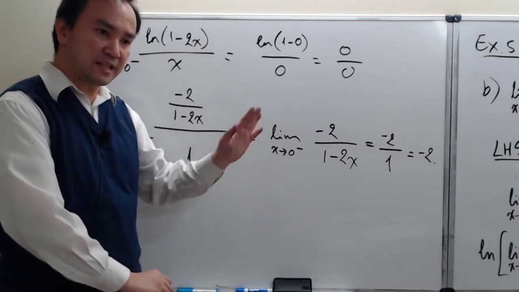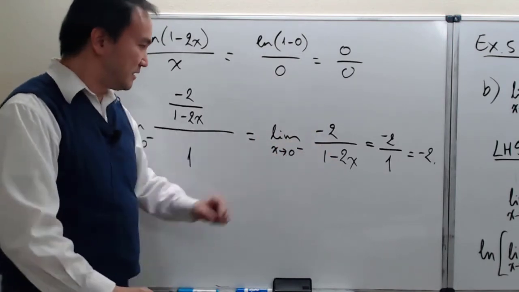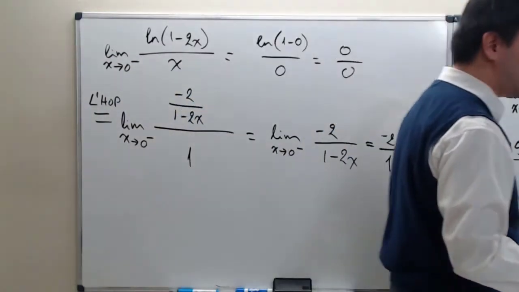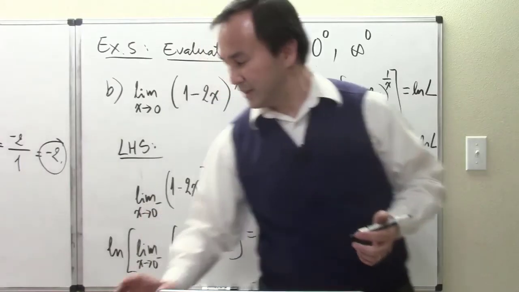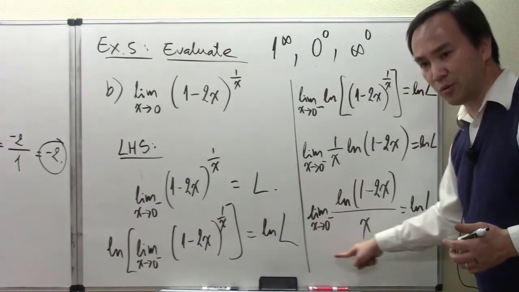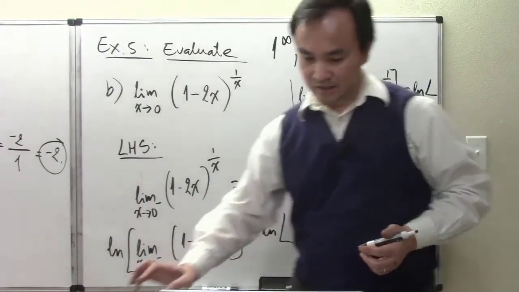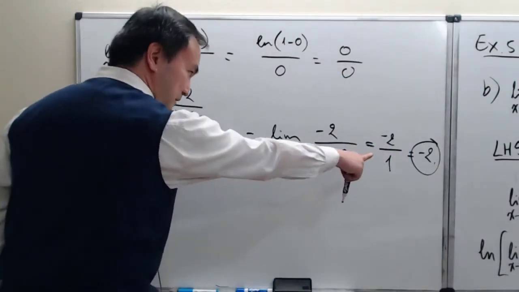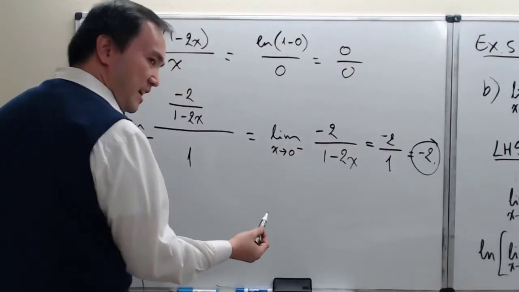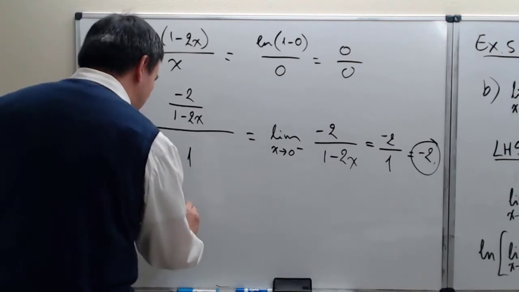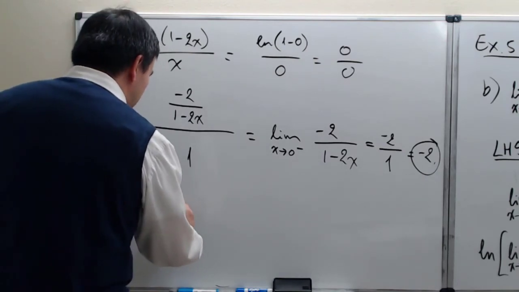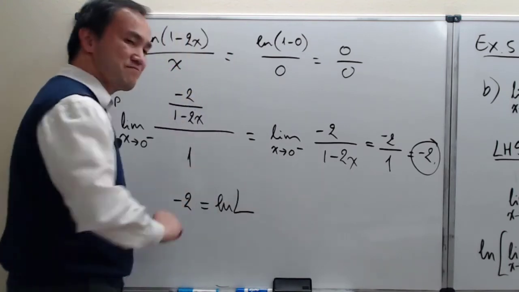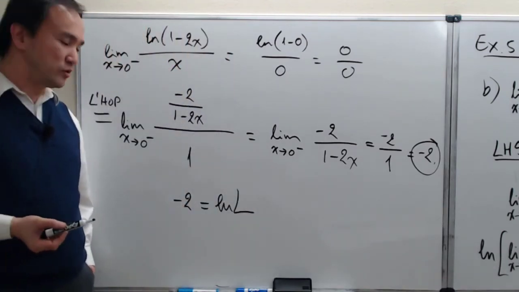But now sadly that's not our final answer. Recall again that all we're doing here is only the work for this left-hand side. So that means negative 2 is not our answer yet, but it's easy to get to the actual final answer now. That means we're looking at minus 2 is equal to natural log of L. Minus 2 is equal to natural log of L.